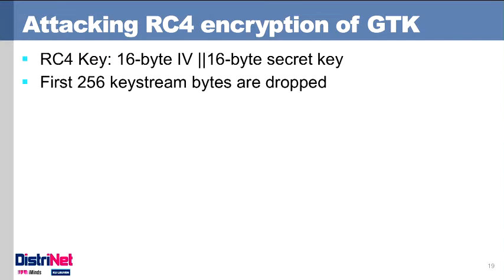Essentially, the RC4 key that is used to encrypt the group key is the concatenation of a 16-byte public initialization vector together with a 16-byte session key. And interestingly, the first 256 keystream bytes are dropped. Now, we can use existing attacks against RC4 modified to essentially work in this situation.